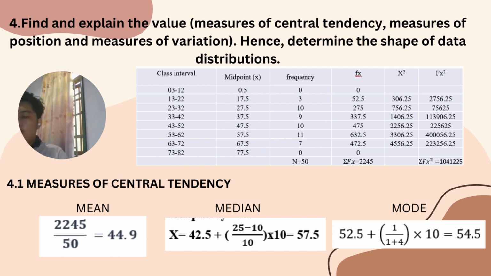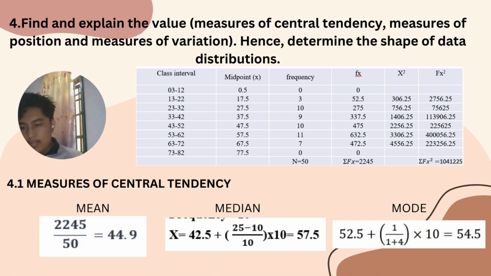To find the mean, we have to combine f times x, which gives you 2,245. The total number of entries in the sample, which is n, is 50. So 2,245 divided by 50 and you get 44.9. To find the median, you have to find the location of the median class, which is the 25th entry.